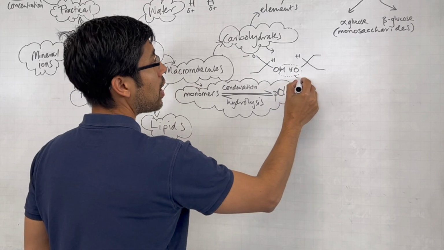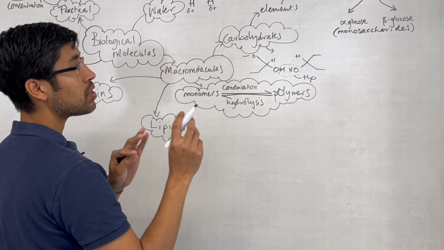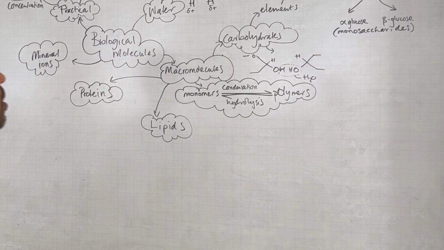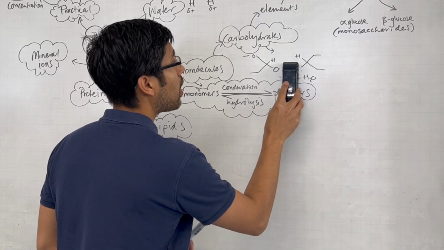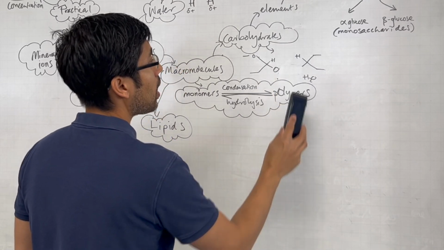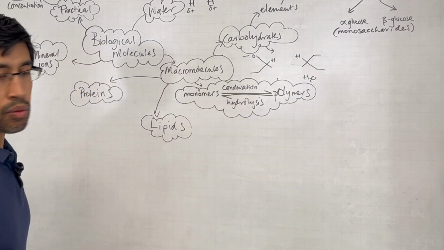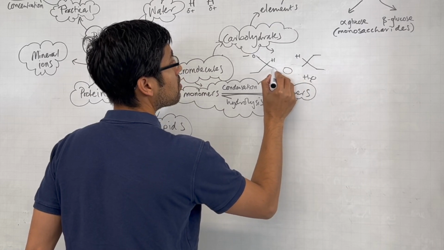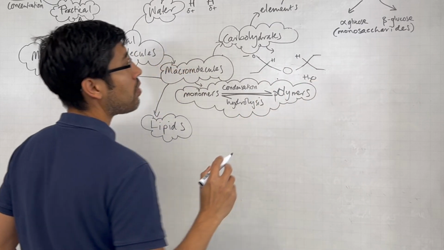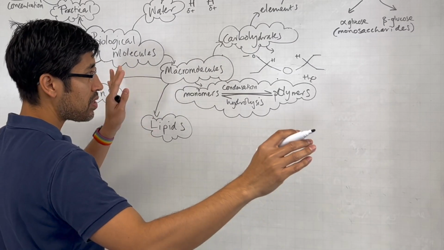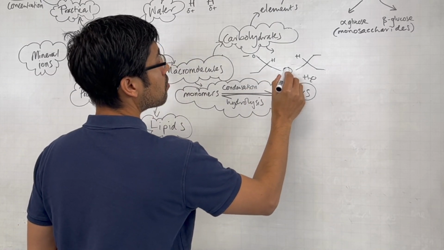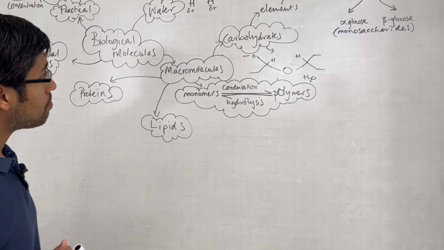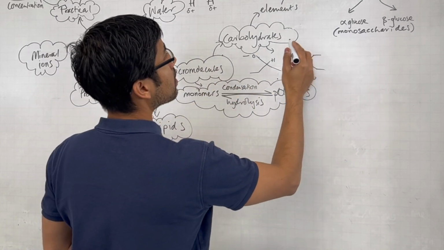In doing so, a water molecule is produced, and when that happens, we lose the two hydrogens and the oxygen as they've become water. And what happens is that the oxygen from one of the monosaccharides now links via two covalent bonds to both monosaccharides, links the two together, and that is what is known as the glycosidic bond. Okay, so don't forget that.